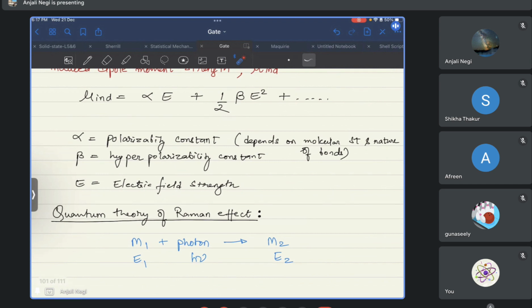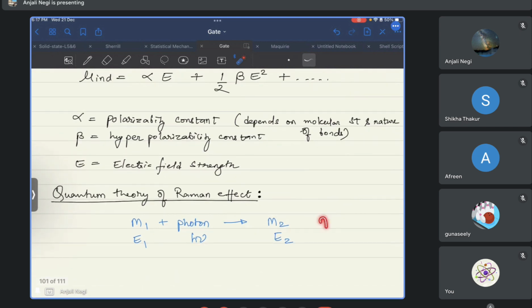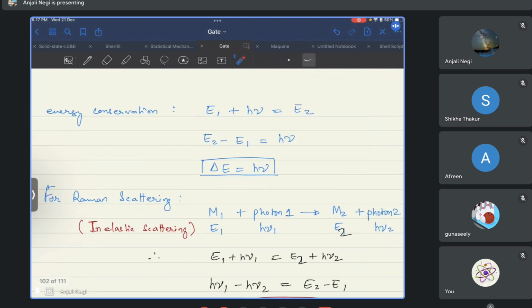So coming towards the quantum theory. The quantum theory of Raman effect says, a photon is absorbed by matter M1 having energy E1. The matter is the same, but the energy is different after the interaction with the photon h mu, so it becomes energy E2. In this kind of interaction, other than Raman spectroscopy, energy conservation can be simply written as E1 plus h mu is equal to E2, where delta E is equal to h mu, correct?